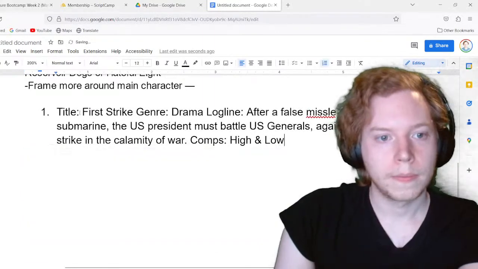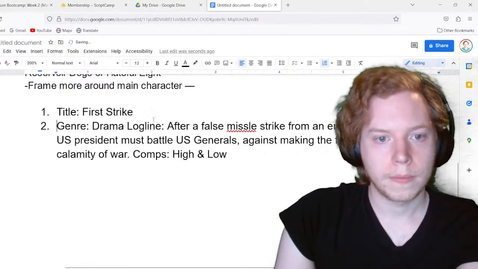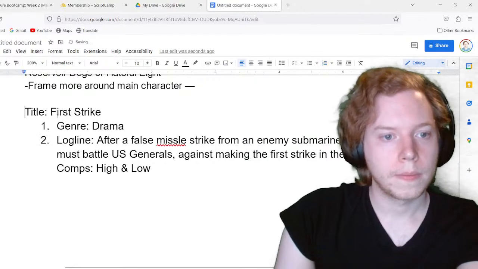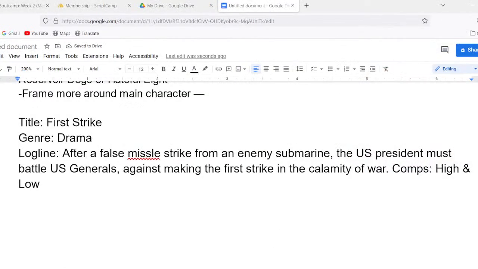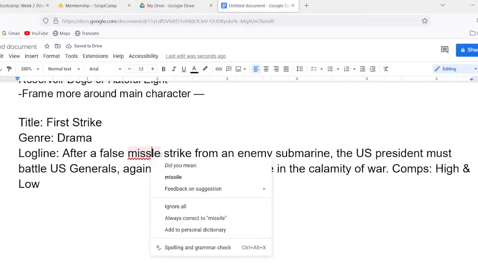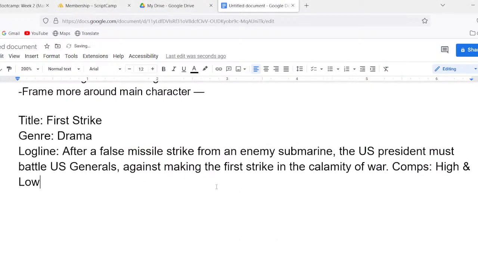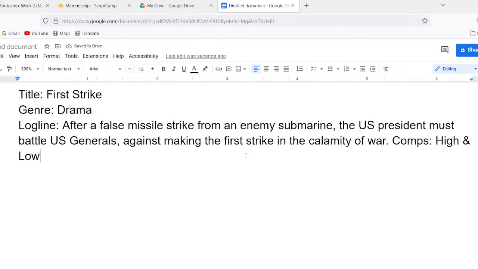Oh, yeah, of course. So it's still kind of a fresh idea. Title, First Strike, genre, drama. Logline: After a false missile strike from an enemy submarine, the U.S. president must battle U.S. generals against making the first strike in the calamity of war. Comps, High and Low. The Kurosawa movie?